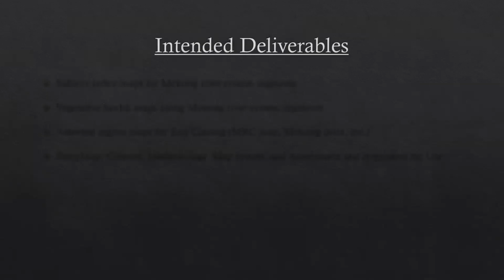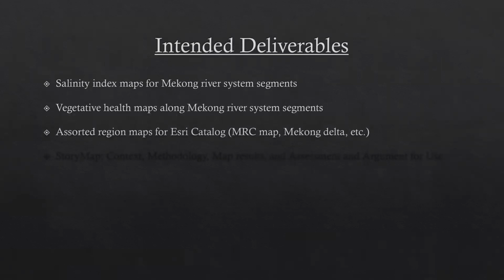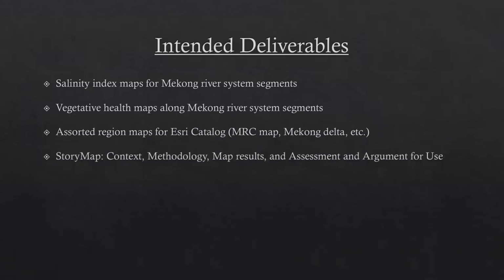For intended deliverables, the salinity index maps for the river systems, the vegetative health maps going along with them, the assorted region maps that I want to add to Esri catalog, and finally the story map going over the context, the methodology used, map results, and my assessment of the result, and my argument for use by monitoring agencies in the area.